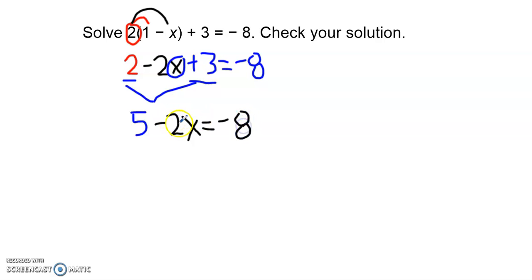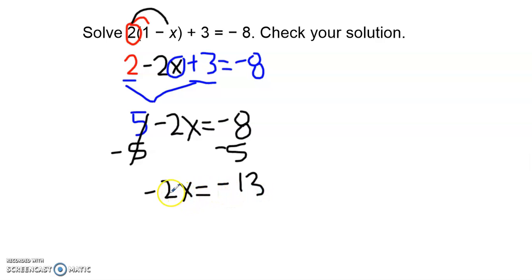So now we're still trying to get x all by himself. So we've got a positive 5 here. And in order to get rid of him, we need to subtract 5 on both sides. So 5 minus 5 is 0, so those cancel. Bring down our negative 2x. And then negative 8 minus 5 is negative 13.